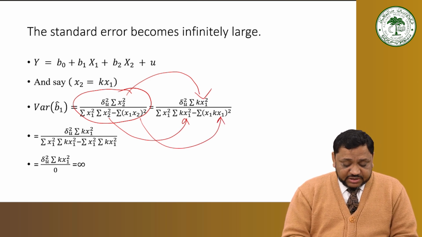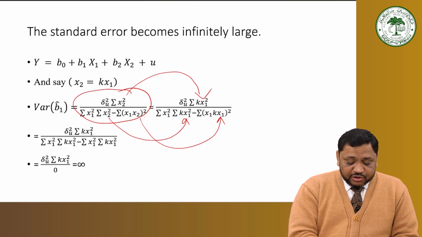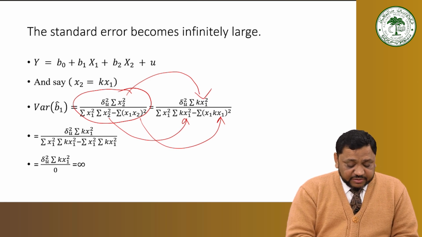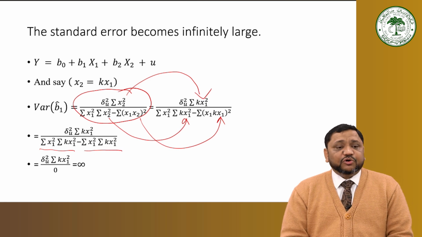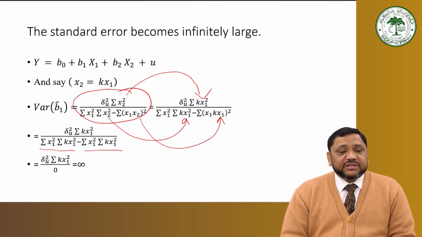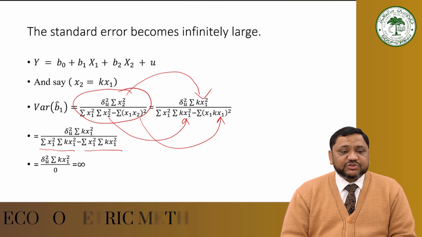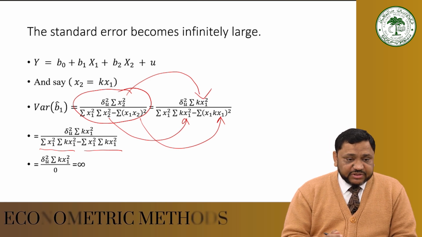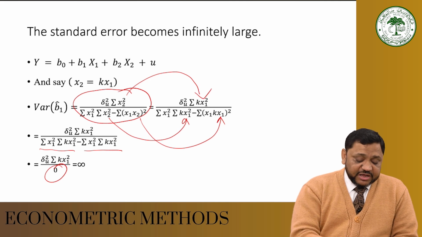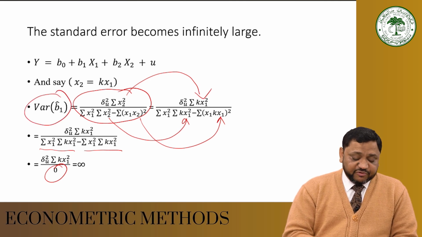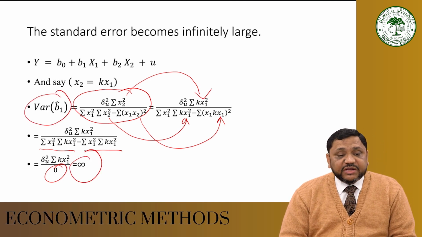When we do this, the numerator is fine, but in the denominator you can see these two terms become the same and there is a minus sign in between. The first term is summation x1 squared times summation kx1 squared, and the second term is summation x1 squared times summation kx1 squared. So when these two terms are the same, it becomes 0. So finally you can say the variance of beta 1 hat is infinite.